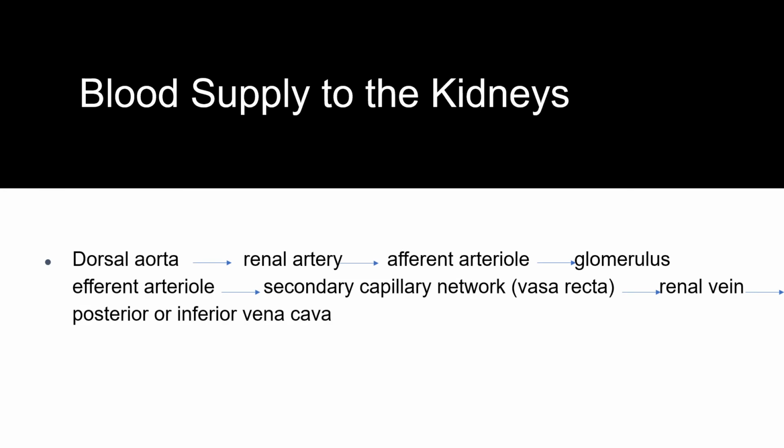So how does the blood supply to the kidneys happen? First, the dorsal aorta delivers blood to the renal arteries, and from the renal artery, the afferent arteriole takes the blood and gives it to the glomerulus. From the glomerulus, the efferent arteriole takes it, and then the renal veins take the deoxygenated blood and deliver it to the posterior or inferior vena cava.